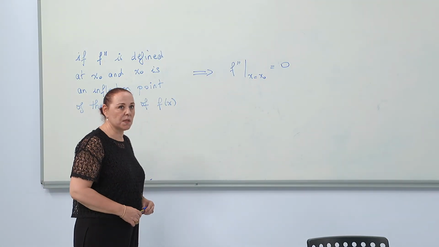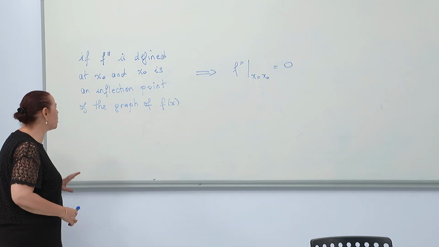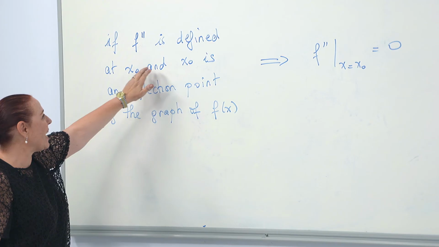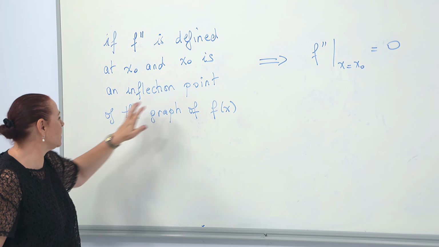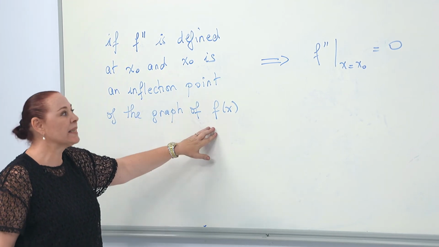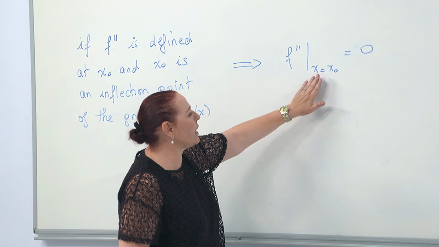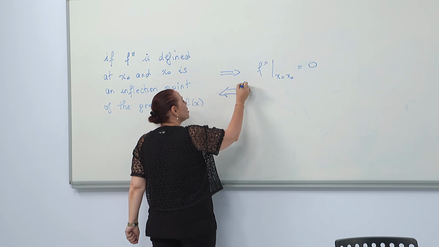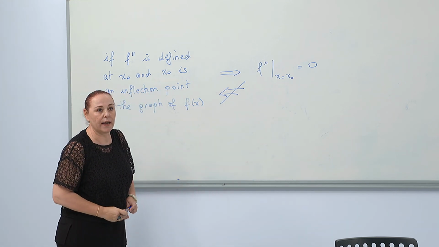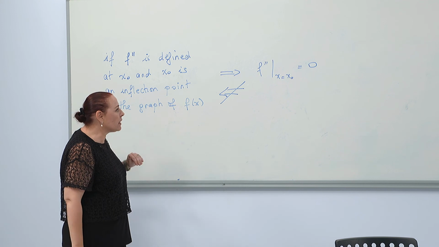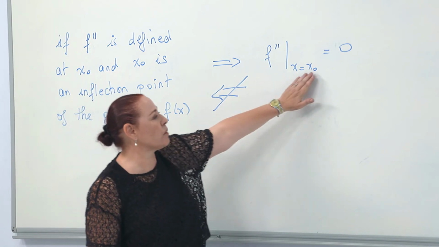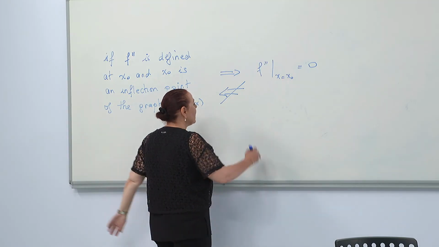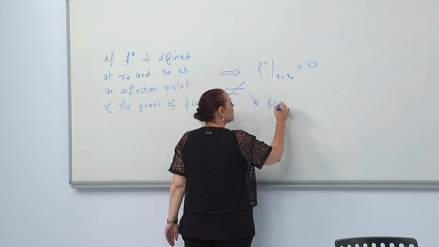After these 2 examples, I want to warn you about this implication. If the second derivative is defined at x sub 0, and x sub 0 is an inflection point of the graph of f of x, then the second derivative at x sub 0 is 0. But the converse is not always correct. That means if the second derivative is 0 at x sub 0, x sub 0 may or may not be an inflection point.